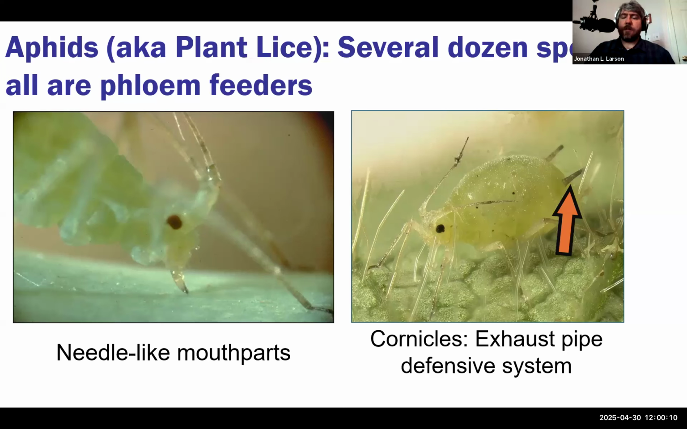The cornicles are usually pretty obvious on most high tunnel aphid species. These are tailpipe-looking structures that are on the rear end of the aphid that they use to release pheromones and use mostly in defensive sort of systems. These are used to help protect themselves and other aphids in the kind of herd of aphids.